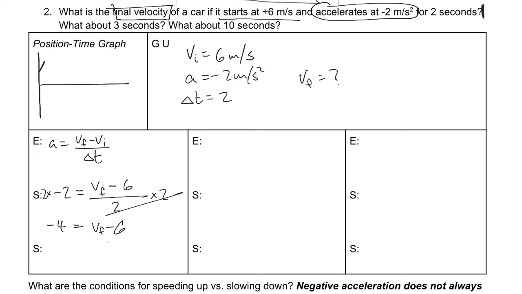And then to solve that, you got to add 6 to both sides. Negative 4 plus 6 is positive 2. So your VF equals 2 meters per second, and that's after 2 seconds. Okay? So after 2 seconds, we end up being 2 meters per second. So let's look at that on our graph. We started off at 6 meters per second, so our slope should be pretty steep. But then we slowed down to 2. Okay, so we're going to curve off to be a little bit slower.